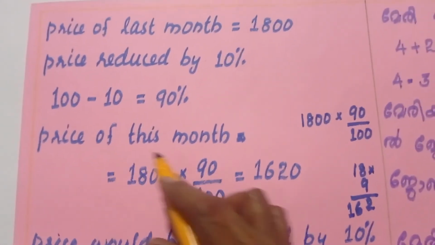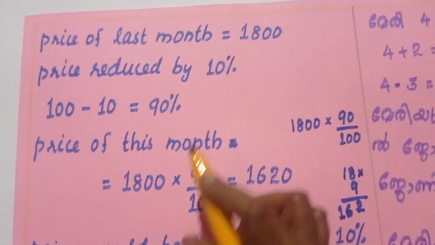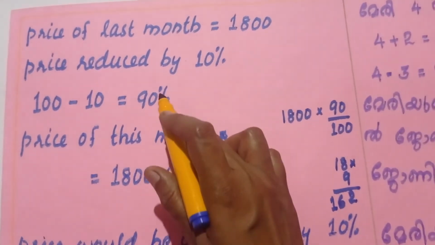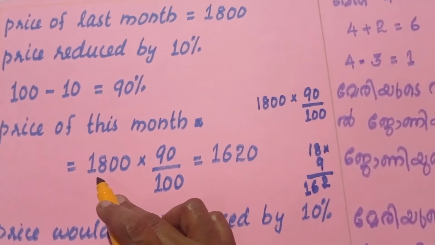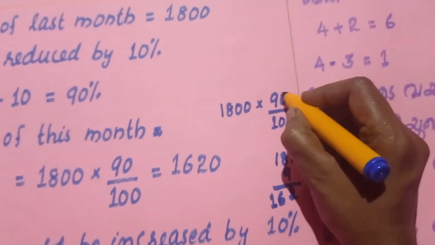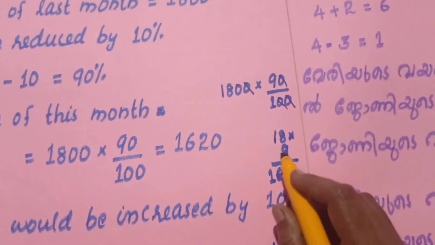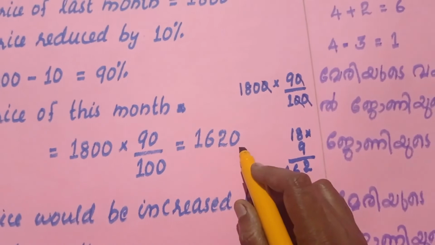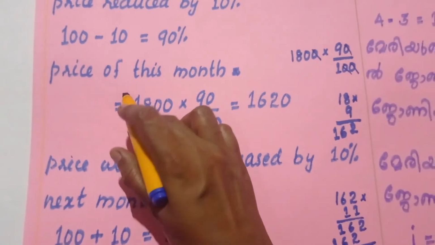Then the price of this month is 90% of the price of the last month. Then price of the last month is 1,800. Then price of this month is 90% of 1,800. That is 1,800 into 90 by 100. Then cut 10 and 10. That is 180 into 9. 18 into 9, 162. Then put a zero. 1620 is the price of this month.